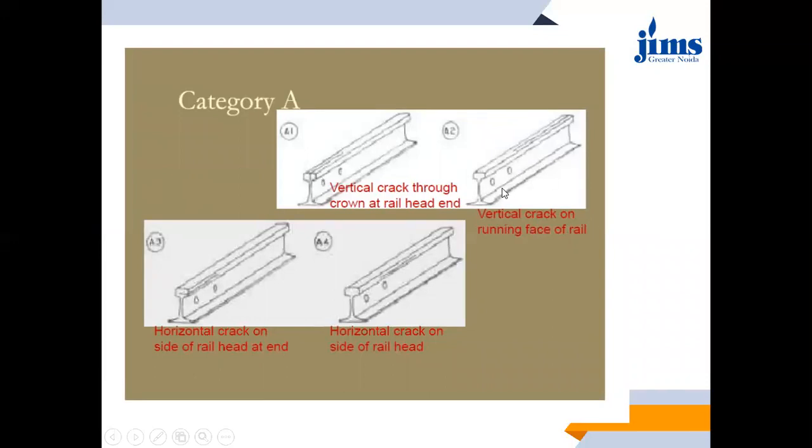This is not at the end or the start of the rail, but on the running face of the rail itself. But the nature of the crack is the same, that is, a vertical crack. Then the third image shows a horizontal crack on the side of the rail head at the end. Again the location is at the end, and the crack is horizontal in nature. Then the fourth image is again a horizontal crack, but on the side of the rail head.